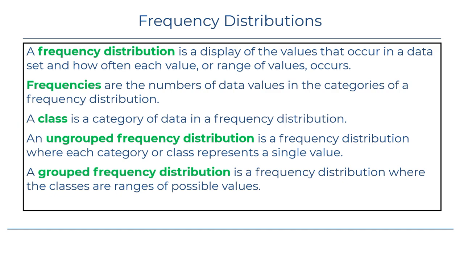distribution. A class is the category of data in the frequency distribution. So it could be a range of values or it could be a certain categorical variable, which we'll talk more about later. An ungrouped frequency distribution is a frequency distribution where each category or class represents a single value. Quite often we'll see grouped frequency distributions where each class is a range of possible values.